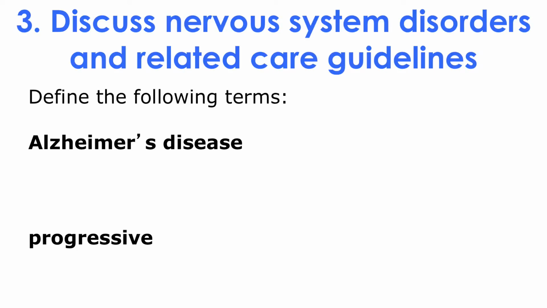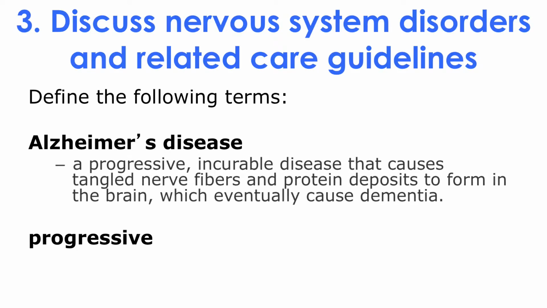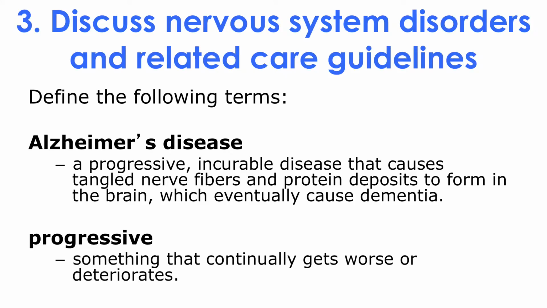So let's talk about Alzheimer's disease. It's a progressive, incurable disease that causes tangled nerve fibers, as well as protein deposits, to form in the brain, which eventually causes the dementia. The term progressive means something that continually gets worse or deteriorates. When we typically hear progress, we think of good, positive things. But if a disease is progressive, that means it's continually getting worse and deteriorating.